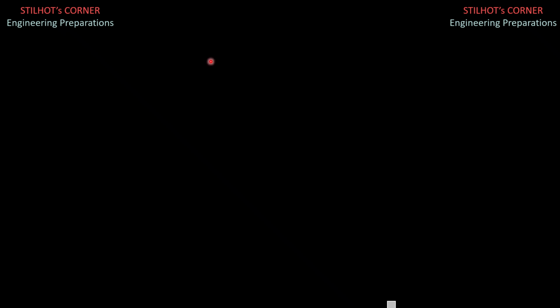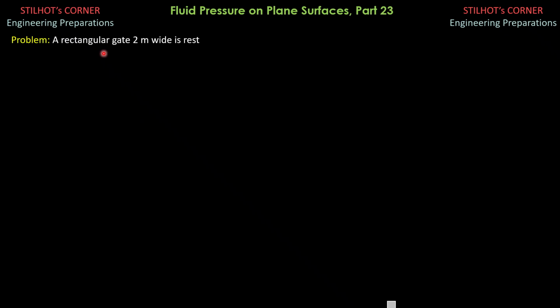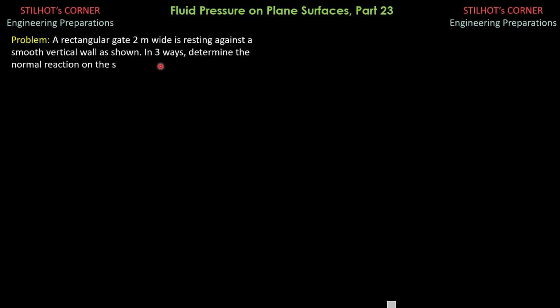There is a video in hydraulics, particularly on fluid force on plane surfaces. And we have a rectangular gate which is inclined. So this is the problem. A rectangular gate 2 meters wide is resting against a smooth vertical wall as shown. In three methods or three ways, determine the normal reaction on the smooth wall. Neglect the weight of the gate.